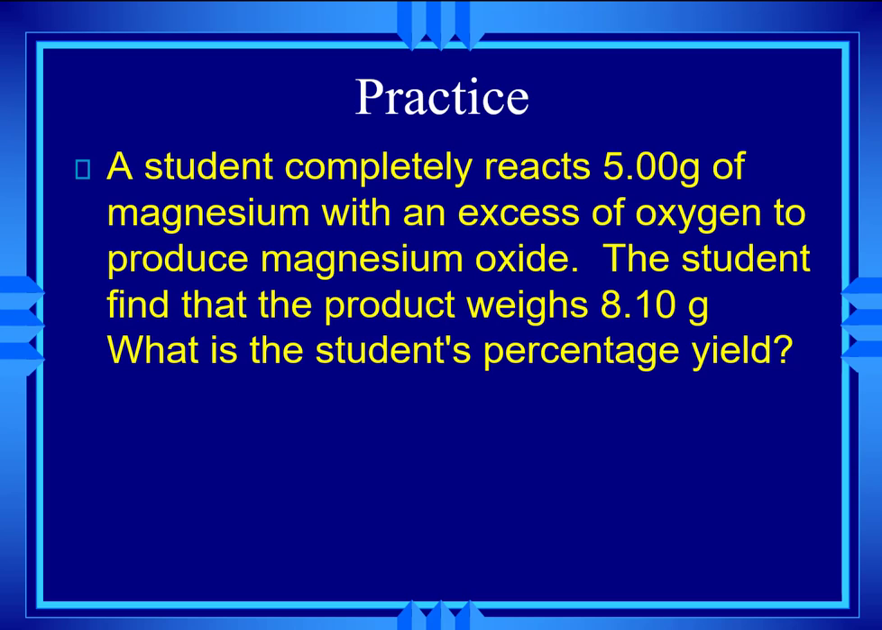A student reacts 5 grams of magnesium with an excess of oxygen to produce magnesium oxide. I shouldn't even have told you that. Darn it. Okay, the student finds that the product weighs 8.10 grams. What is the percent yield?